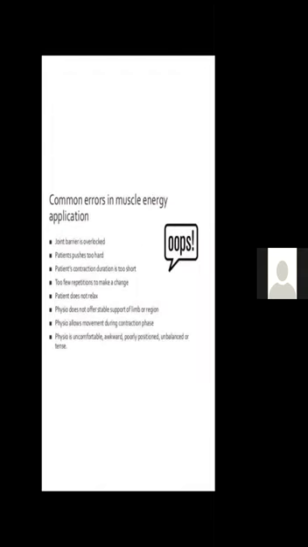And what are the common errors performed? Firstly, the joint barrier is overlocked. The patient pushes too hard. For successful performance, you need localization, control and balance. These are the three things you need to concentrate on to perform MET better. So the patient pushes too hard, and the patient's contraction duration is too short, with too few repetitions to make a change.